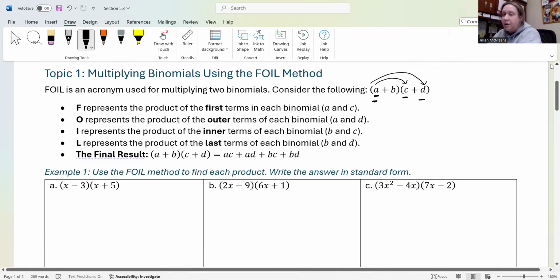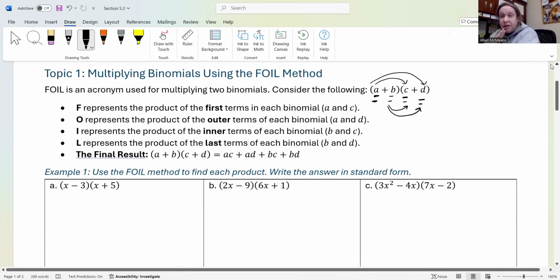The I in FOIL represents the inner terms. So when you look at these two binomials, we're looking at the two terms in the center, okay? So that would be B and C. And then finally, the L represents the last terms of each binomial. So that would be B and D. So if you think about it, that's just distributing B through that second binomial. And that's how we talked about it in the previous video.